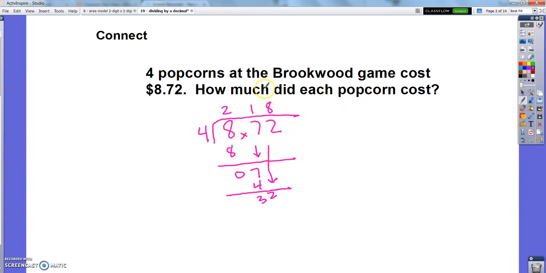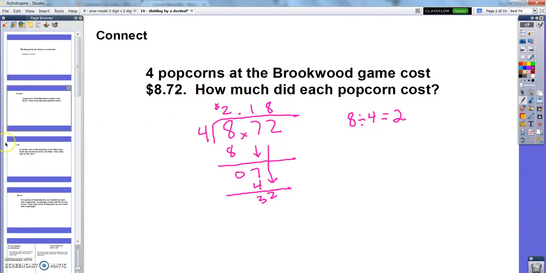And now all I have to do is figure out where I put the decimal in a way that makes any sense. So what I did in this problem is I took about $8 and divided it by 4. So just by estimating, I'm looking for an answer that's around 2. So obviously the decimal has to go here. $2.18 kind of makes sense. A little more than $2 each, for a little more than $8, should work out.